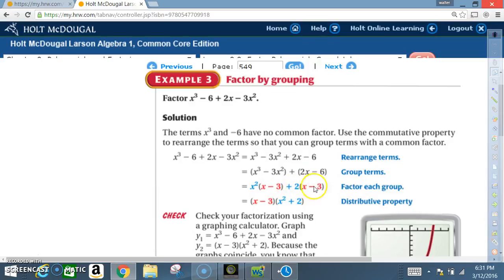Now we're going to factor out the common binomial, which is x minus 3. And you can see it is in both places, so it's common. All right, so we write down the x minus 3, and we realize when we factor out, that's like dividing by. So what's x minus 3 divided by x minus 3? That's going to be 1, so I'm left with just x squared. What's x minus 3 divided by x minus 3? That's going to be 1, so I'm left with just 2. So my final answer is x minus 3 times x squared plus 2.